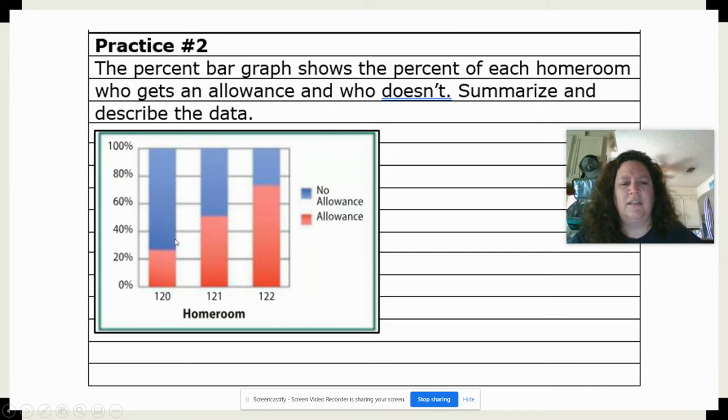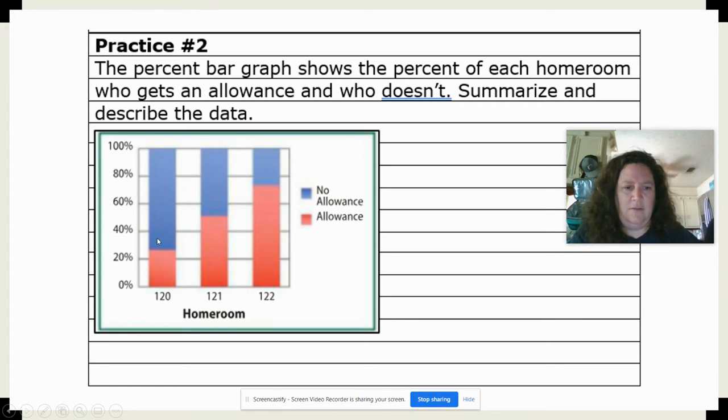This one I think is a little easier to read than the last one. It says the percent bar graph shows the percentage of each homeroom who gets an allowance and who doesn't. Summarize and describe the data. So as you can see, we've got homeroom 120, we've got homeroom 121, and homeroom 122. I can tell by looking at it that homeroom 122, man, they get a lot of allowance. Maybe they do more chores than the other ones.